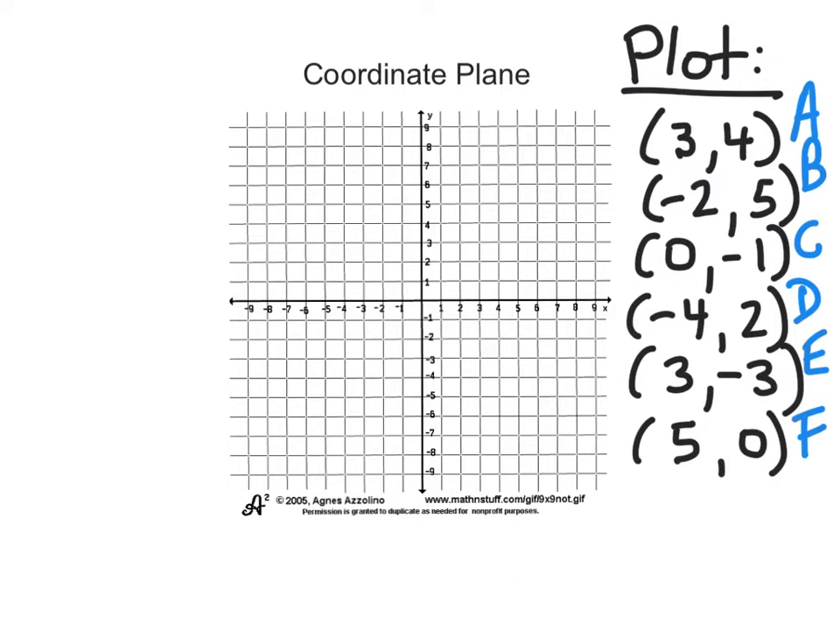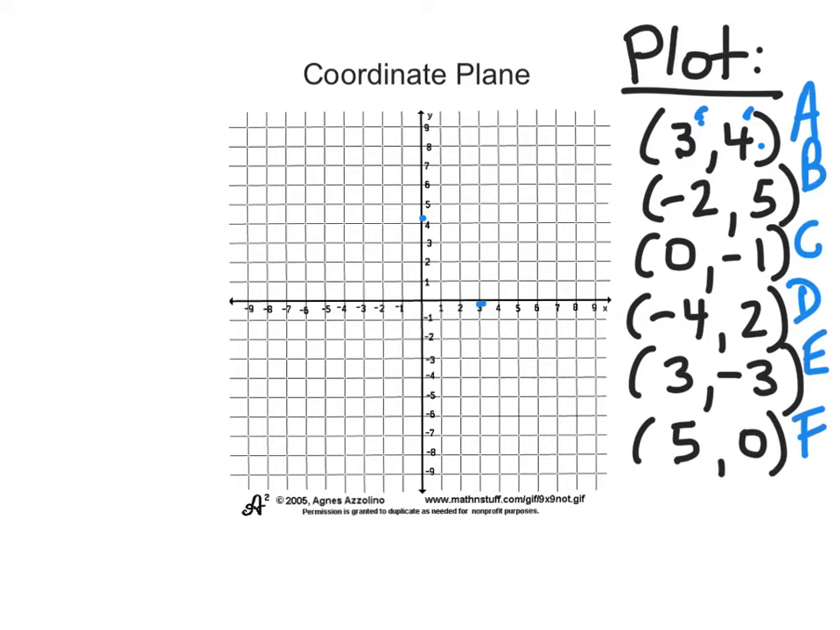So for point A, or ordered pair A, the value of x is the first number, that's 3, and the value of y, the second number, is 4. So what I do is on the x-axis I'll find 3, which is 1, 2, 3 to the right of 0 right there. And then I'll find on the y-axis where y is 4, that would be there.